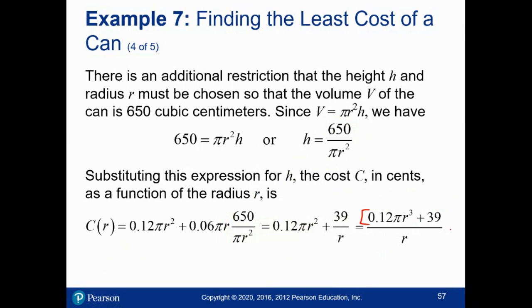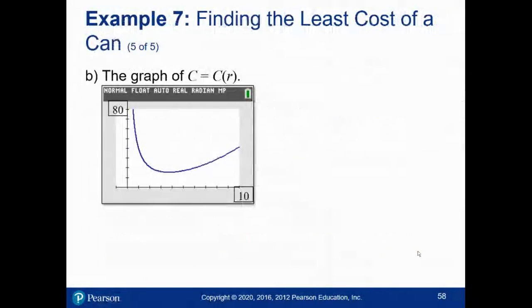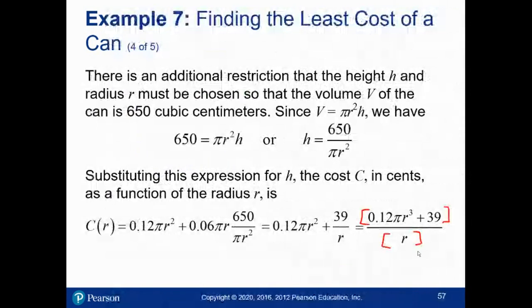Notice this is a polynomial of degree 3 over a polynomial of degree 1. It's a rational function representing my cost. And if you graph it, you end up with this. And the next part of the problem said find the minimum. You kind of need a calculator or computer software to do that. So using this as your cost function, find the minimum.